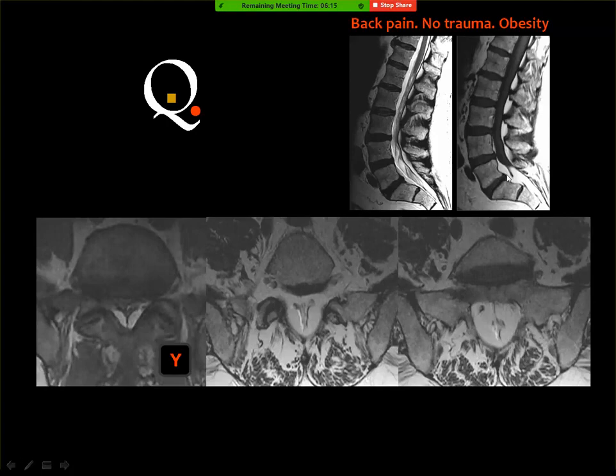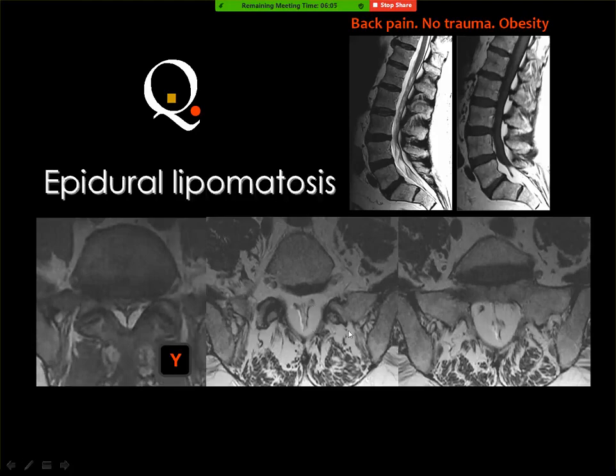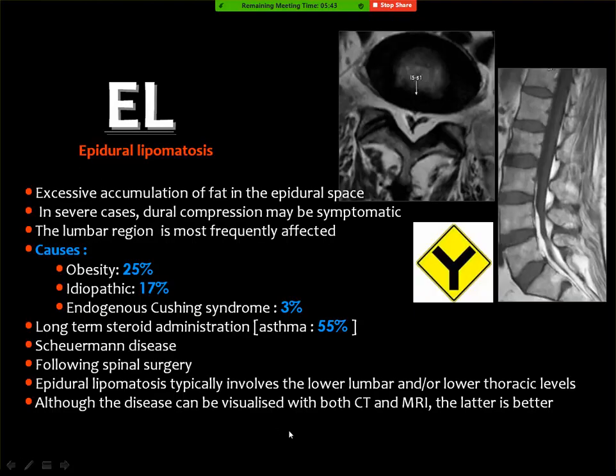Dorsal. Yes, this is a lipoma which is present in the epidural space compressing the thecal sac, and it is known as epidural lipomatosis. This lipomatosis has a characteristic MRI appearance which looks like the letter Y. This is because of the compression of the thecal sac from both sides, resulting in this appearance.